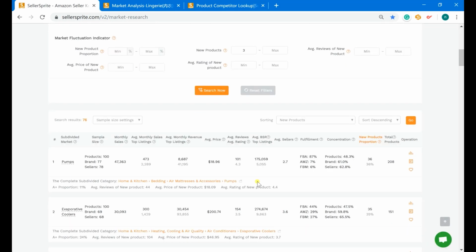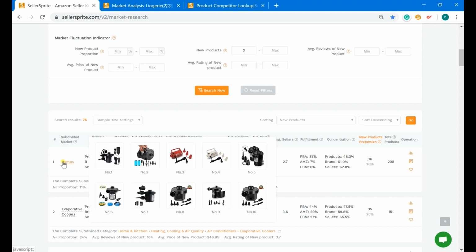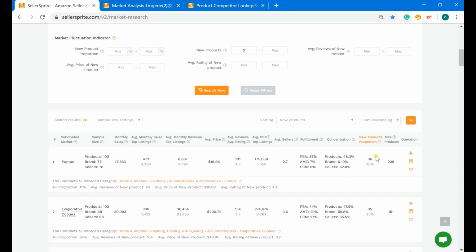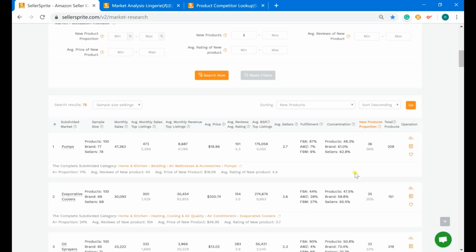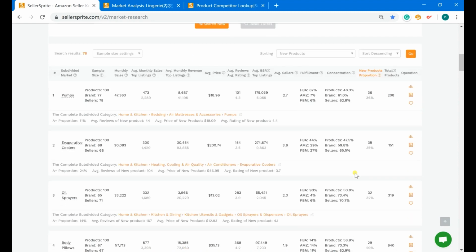Let's take a quick look at the markets we've got. The first one is the pumps. There are lots of new products in this market. But the top 10 brands and sellers account for the majority of the whole market's sales volume. The market might have been monopolized by a few sellers or brands. It's hard for me to compete with them. So scroll down to see if there are better markets.